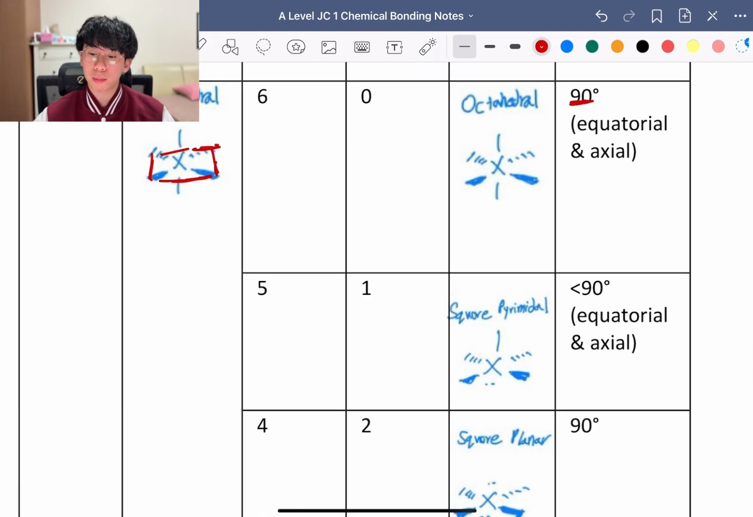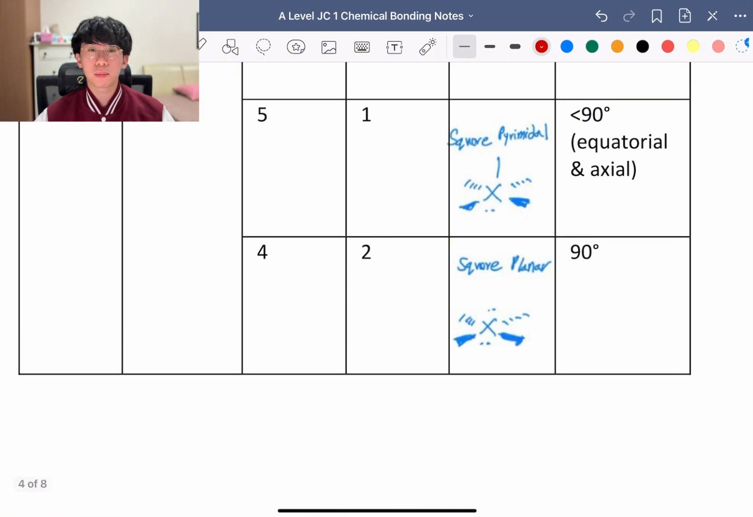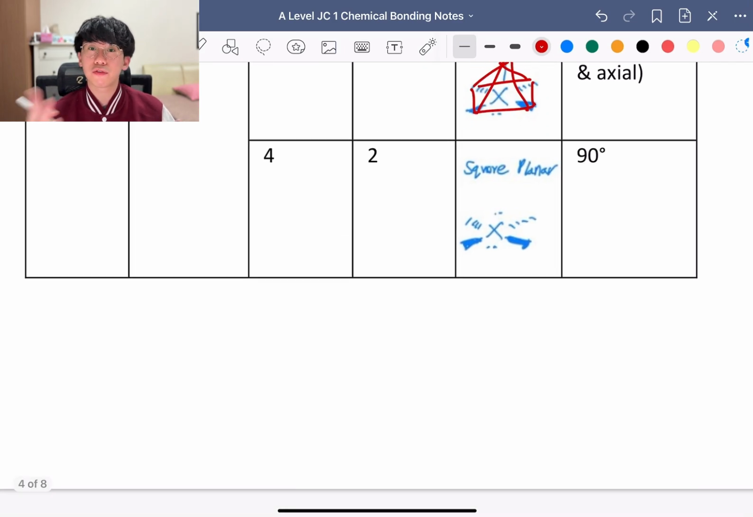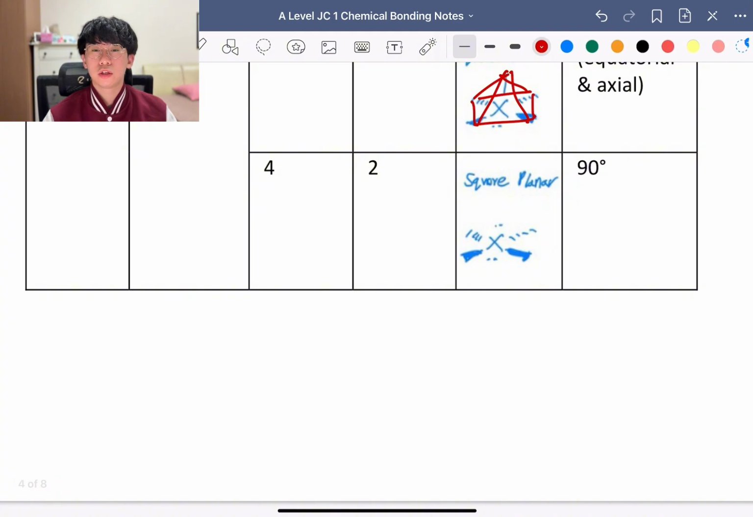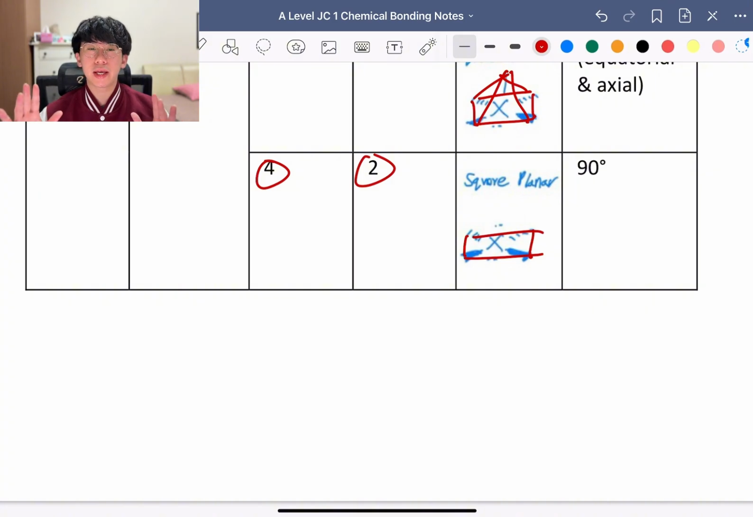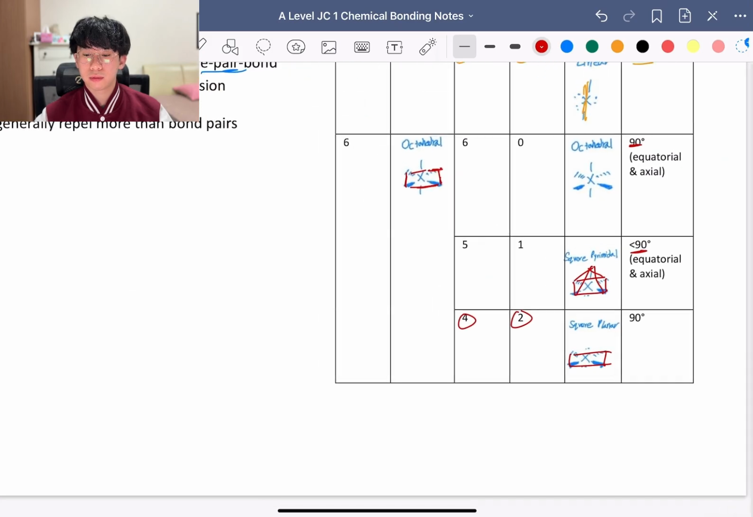Now if you look at square pyramidal, it's square pyramidal because the bottom part is just a lone pair, and then you get a little square over here, right? And of course it's less than 90 degrees in bond angle. And then if you have 2 lone pairs and 4 bond pairs, then the 2 lone pairs will just take up the top, and then you have a square planar because they're all in the same plane. So you just end up having a square.